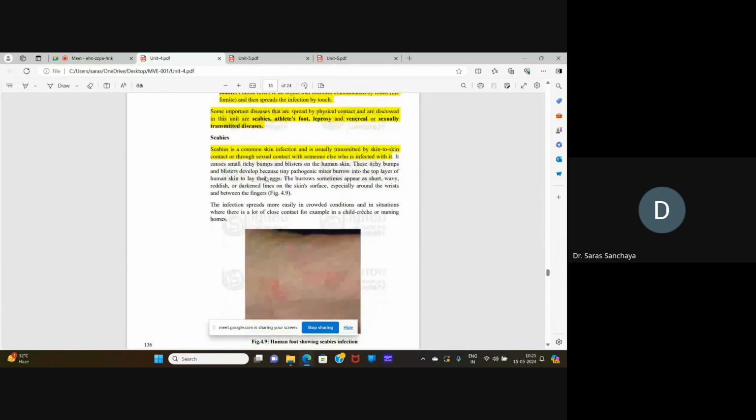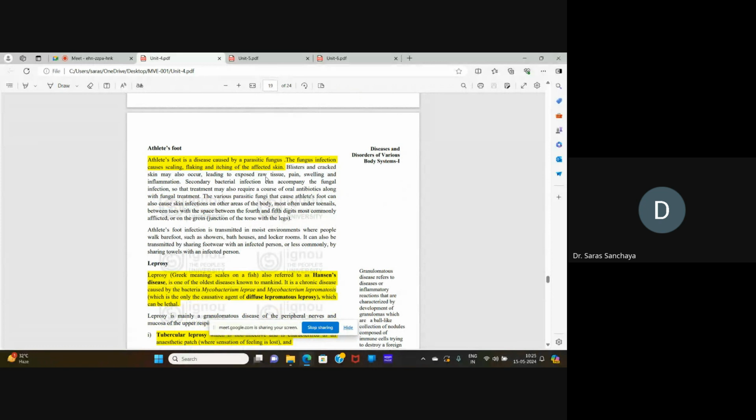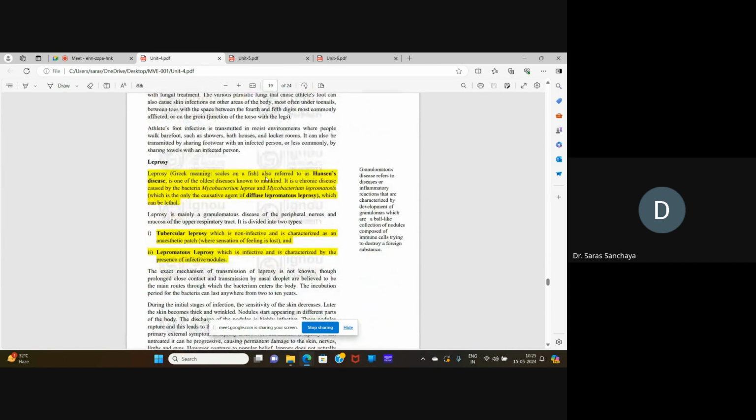Now we come to the next disease, athlete's foot. Athlete's foot is a disease caused by a parasitic fungus. The fungal infection causes scaling, flaking, and itching of the affected skin. We come to the next important disease, that is leprosy.